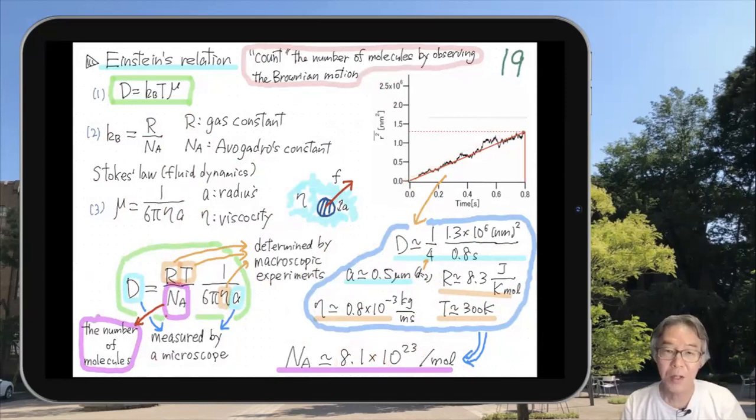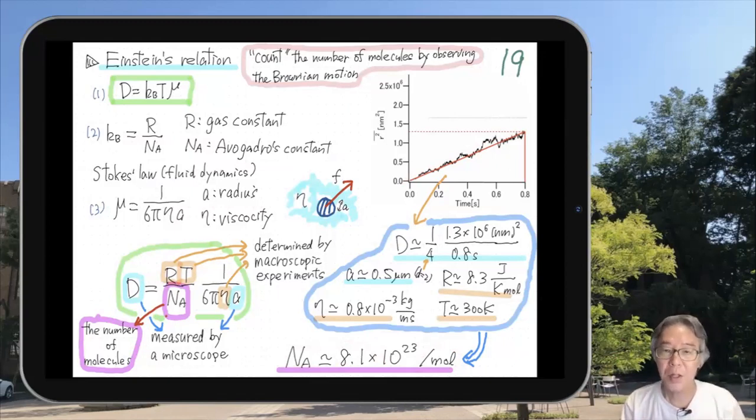So this shows you that by observing this kind of Brownian motion, you can really count the number of molecules. And actually, after Einstein's proposal of this theory, a French experimentalist named Perrin, I don't know the correct pronunciation, performed a beautiful experiment and confirmed the Einstein theory. And we hear that after Perrin's experiment, almost everybody was convinced that molecules and atoms do exist.